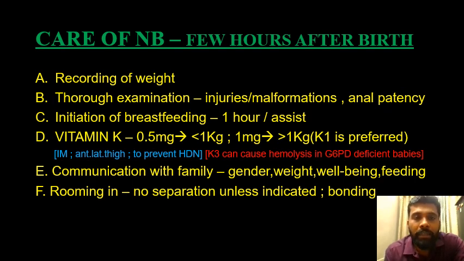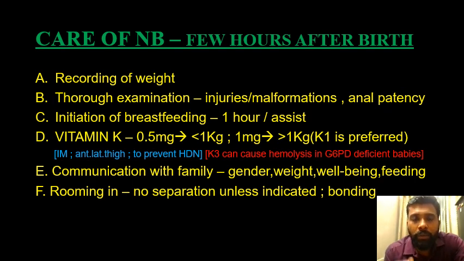It is given by the intramuscular route, the site being the anterolateral thigh. It is given to prevent hemorrhagic disease of the newborn. Next is communication with family: gender, the baby's weight, well-being, and baby's feeding, whether it has been done or not, has to be conveyed to the relatives. Rooming-in is indicated unless there is some other disease process or some other issue with the baby or mother which prevents the rooming-in. Rooming-in helps with mother and baby bonding.